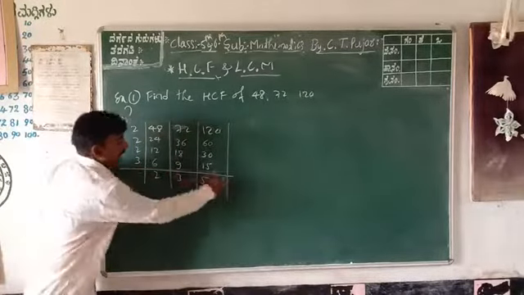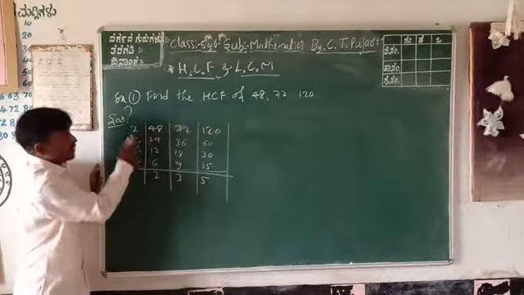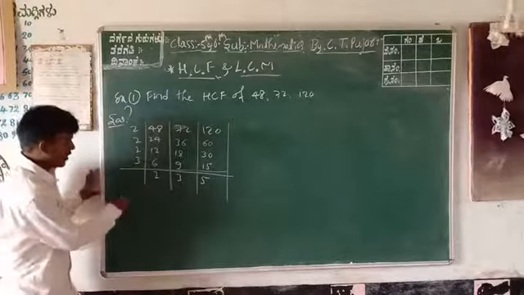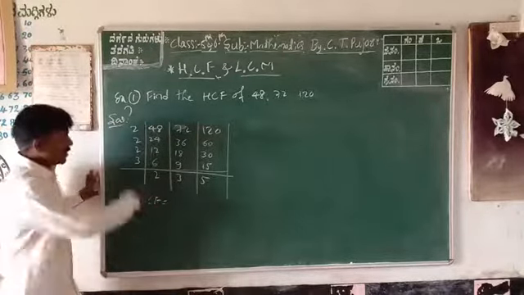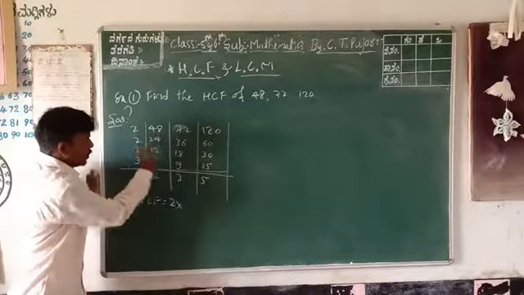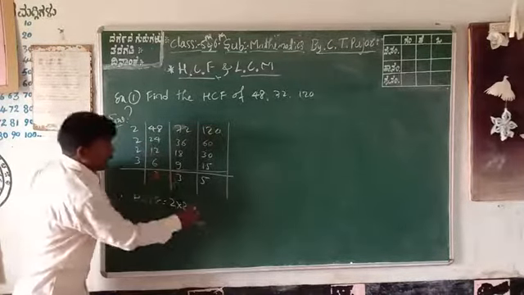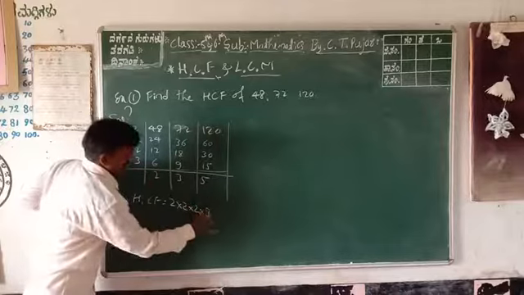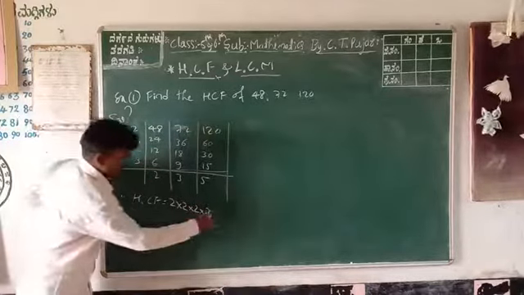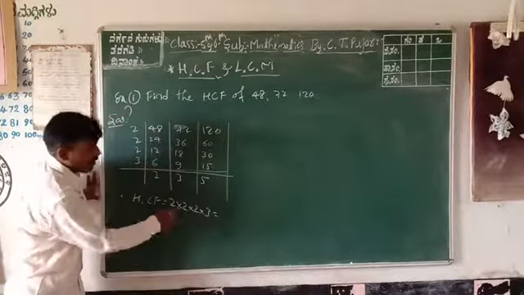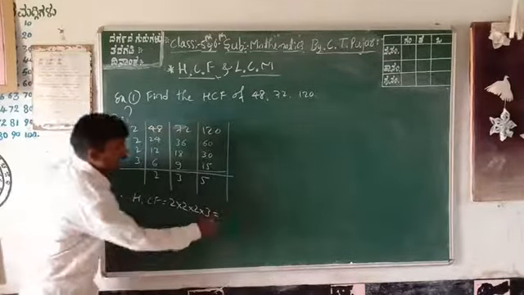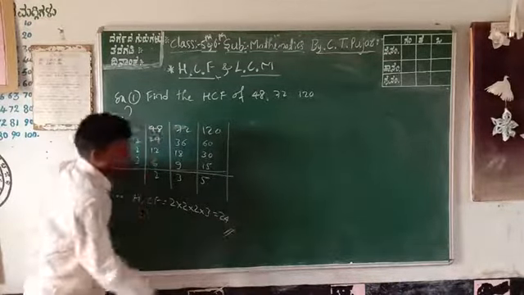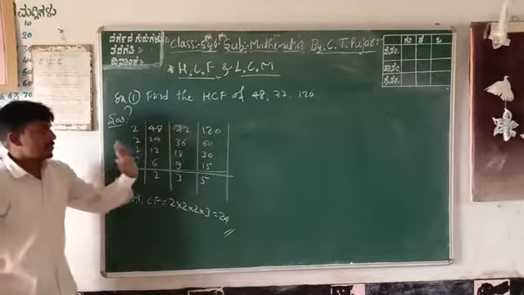In the above, all these common factors give the HCF. Therefore, HCF is equal to 2 into 2 into 2 into 3. The product: 2 4s are 8, 8 3s are 24. 24 is the highest common factor. This is one shortcut method.